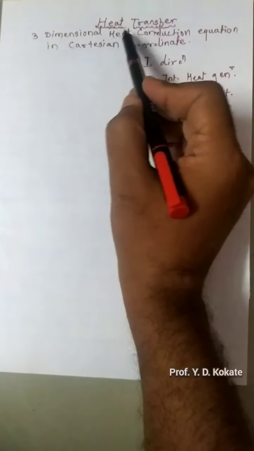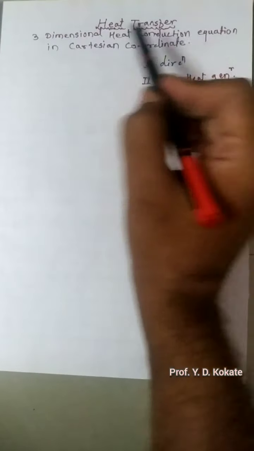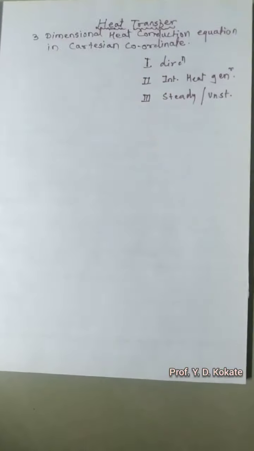So if there is an object having a Cartesian coordinate system, how does the heat flow through it, and how do we find the heat transfer for different directions and internal heat generation with steady state and unsteady state? For that purpose, we have to derive the three-dimensional heat conduction equation in Cartesian coordinate.